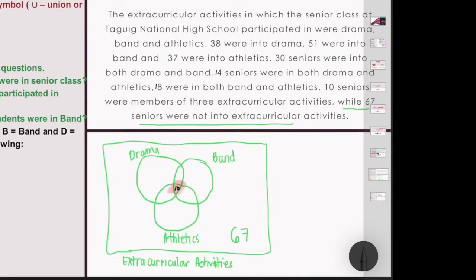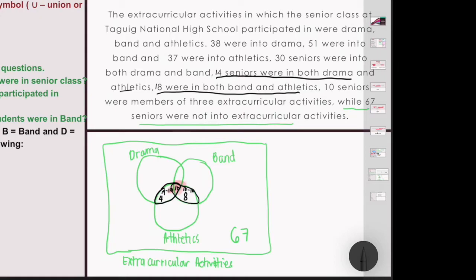Going up again, we have there 18 were in both band and athletics. So, take a look at the band and athletics intersection. Di po ba? Ito namang circle na yon. Since meron ka ng 10, we simply have to subtract it from 18. So, 18 minus 10. So, you have here 8. Going up again, we have 14 seniors were in both drama and athletics. So, drama and athletics, ito naman siya on the other side. So, again, may 10 na uli. So, that's 14 minus 10, which is 4.